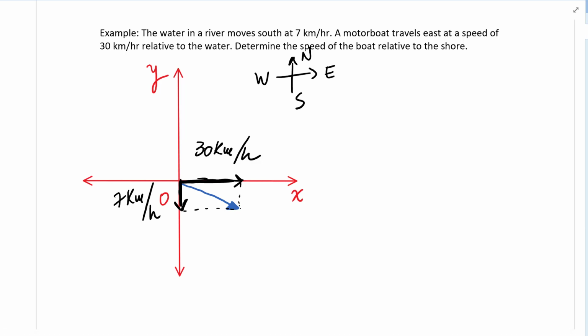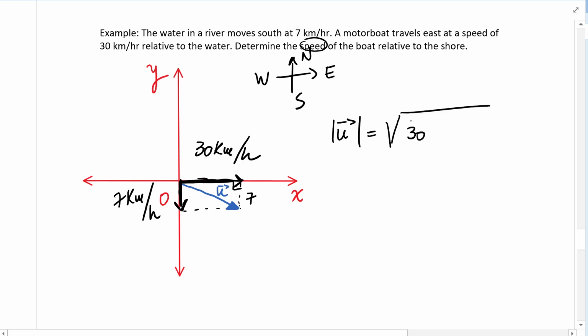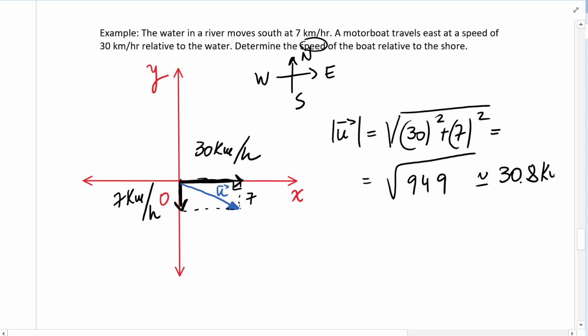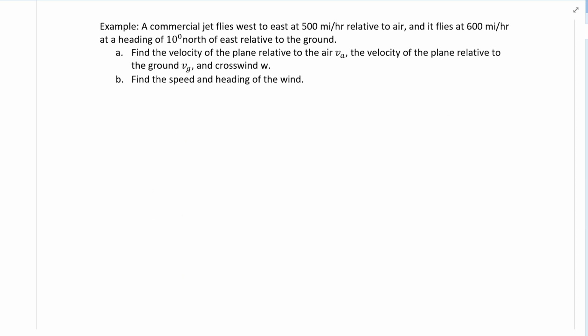So this is the resultant vector, and we want to find its magnitude, because we want to find the speed. Let's call it vector u, and let's find the magnitude of u. We have a right triangle. This is 7 here, so we have the square root of 30 squared plus 7 squared, which is the square root of 949, and that is approximately 30.8 kilometers per hour.